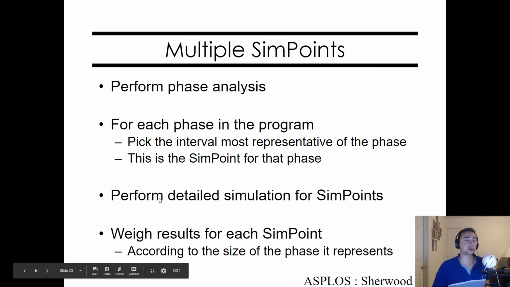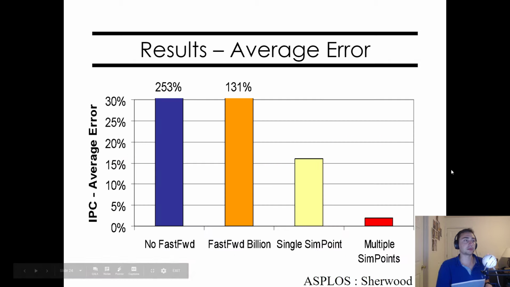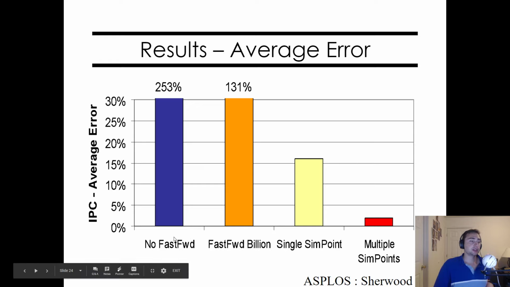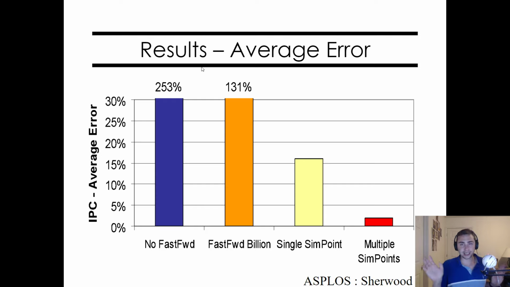And then you actually do perform the detailed simulation for sim points. And then you weigh the results for each sim point according to the size of the phase that it represents. So over here, we've got a scoring of the results, the average error. So you see with no fast forwarding, right? If you just begin the program, you get an average error of IPC of around 253%. So totally bogus. You would never want to do this.